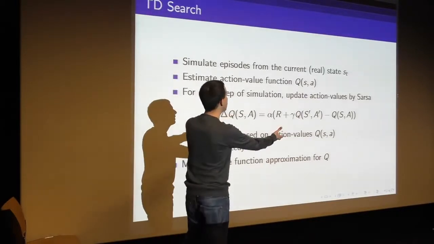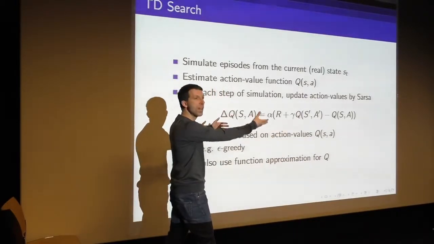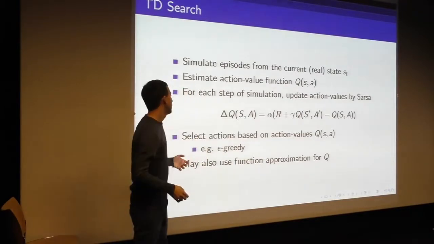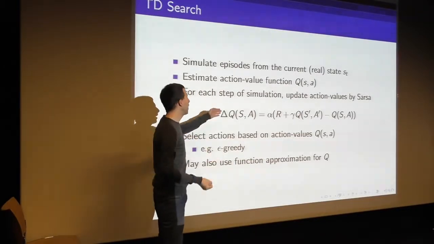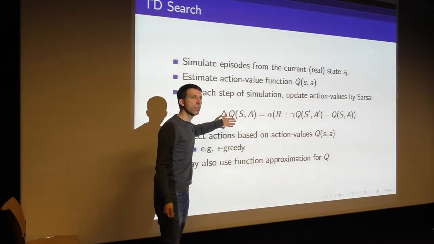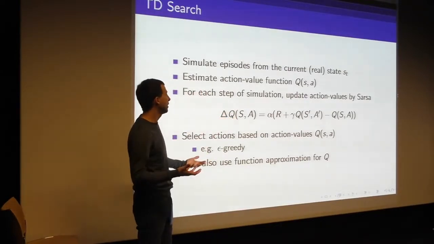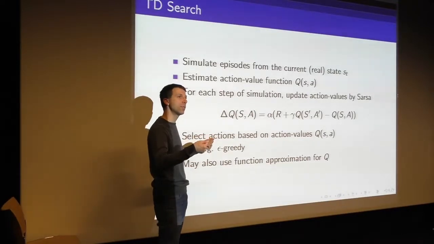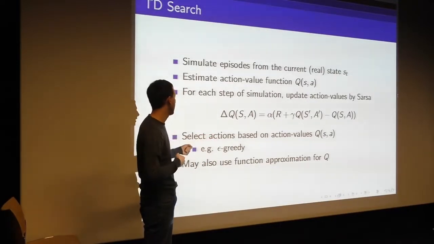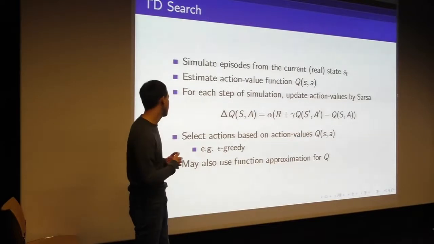So we update our action values by SARSA, for example, and we select actions by acting greedily with respect to our Q values, just as before. So the only thing we've changed from Monte Carlo search is the way in which we update our action values. We use temporal difference learning instead of Monte Carlo learning. And that can really help things.